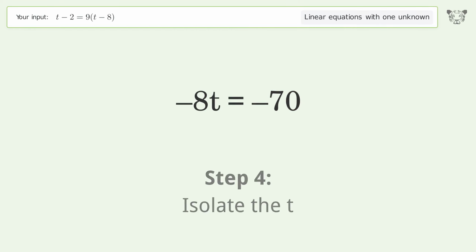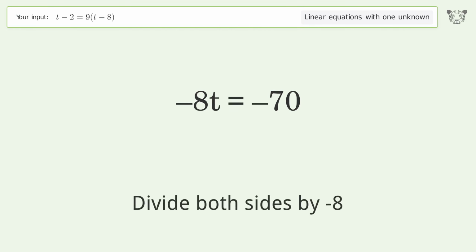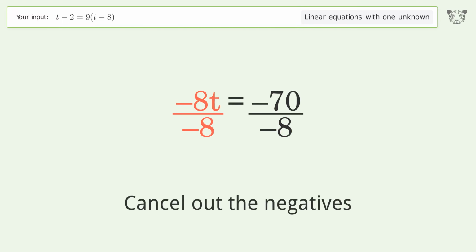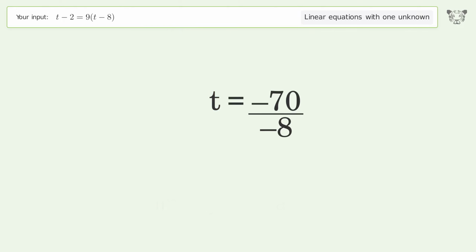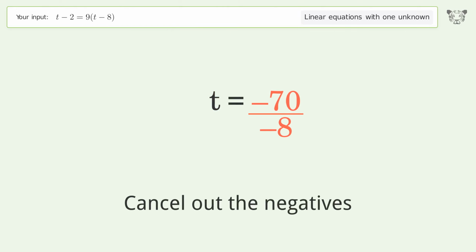Isolate the t. Divide both sides by -8. Cancel out the negatives. Simplify the fraction. Cancel out the negatives.